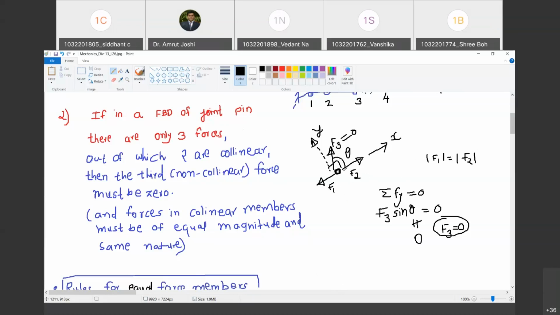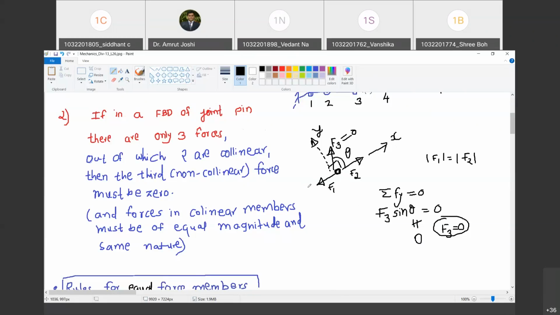That means if F2 is tensile, it is pulling the pin, and F1 also should be tensile and pull the pin. It doesn't mean that F1 and F2 are in the same direction. No, their nature is same. That means if F2 is tensile, it is pulling the pin, so it is going away, so it is in the positive x direction. F1 also should be nature-wise same, so it should be tensile.